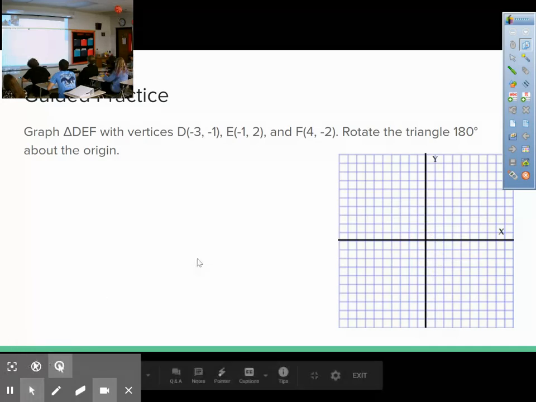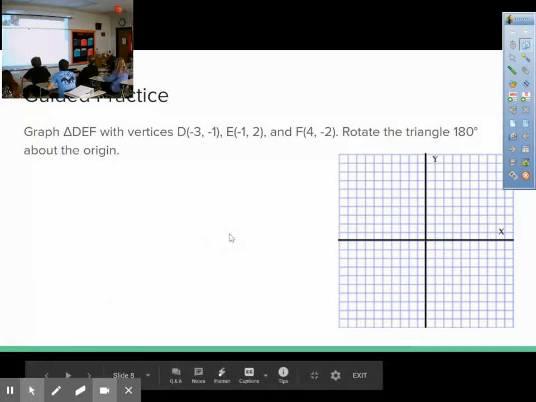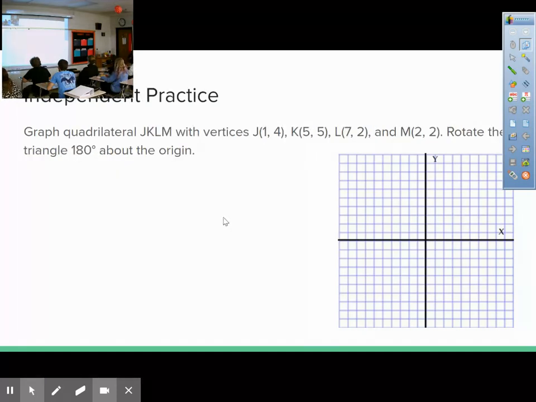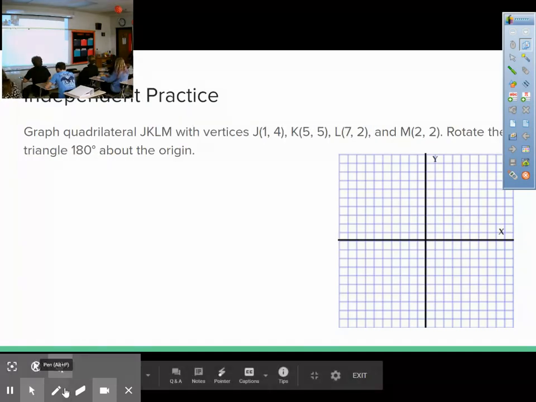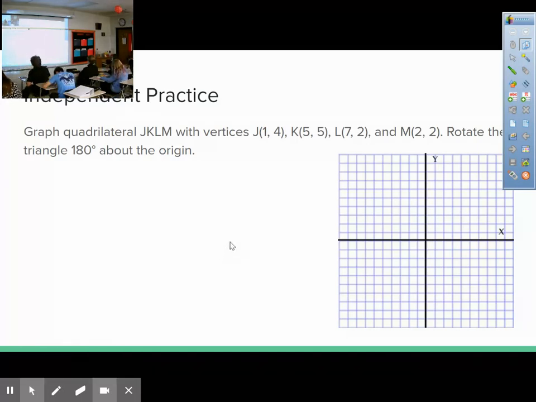All right, this is the one you're going to do on your own. First, you're going to have to fill in that blank with what the degree of rotation is. It says graph quadrilateral JKLM, so you're going to have 4 points, with vertices J (1, 4), K (5, 5), L (7, 2), and M (2, 2). Rotate the triangle, or it says triangle, it should say quadrilateral, 180 degrees about the origin. So try this one on your own.